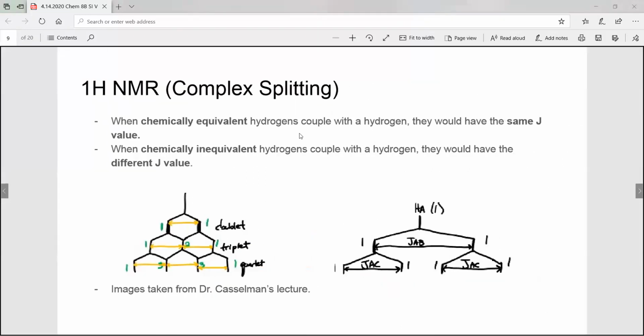When chemically equivalent hydrogens couple with a hydrogen, they would have the same J value. We can think of chemically equivalent hydrogens as splitting the same way, as we can see here on the left. From top to bottom, one hydrogen splits here into 2, the second hydrogen splits here, the third hydrogen splits here, and so on. Because they split the same way, some possibilities in the middle converge, giving us the n+1 rule. When chemically inequivalent hydrogens couple with a hydrogen, they would have different J values. They split differently, and they would not converge, giving us complex splitting.